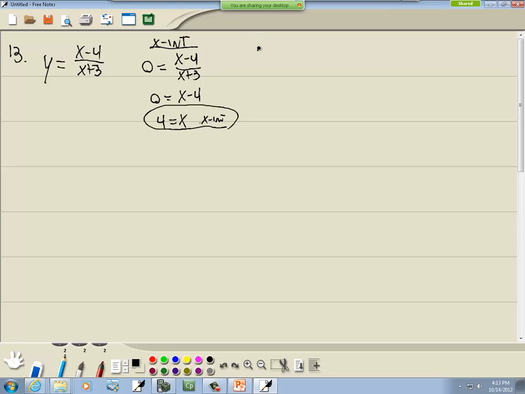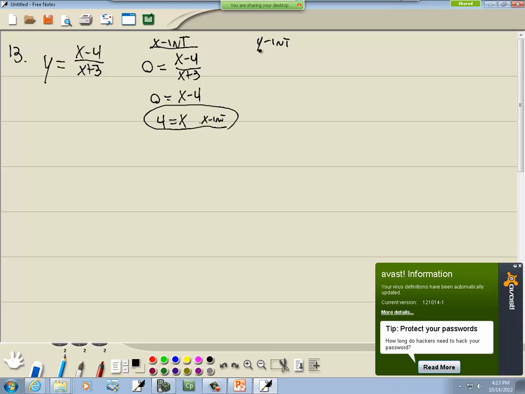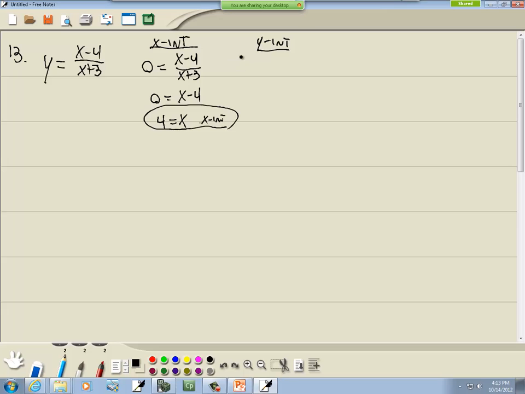Now for our y-intercept, we'll plug 0 into the other variable, so we'll plug 0 in for x. So I got 0 minus 4 over 0 plus 3, and we get y is equal to negative 4/3. Now that's like negative 1 1/3. Sometimes it's better to have it in decimal or mixed number form. You can a lot easier see where it's crossing.